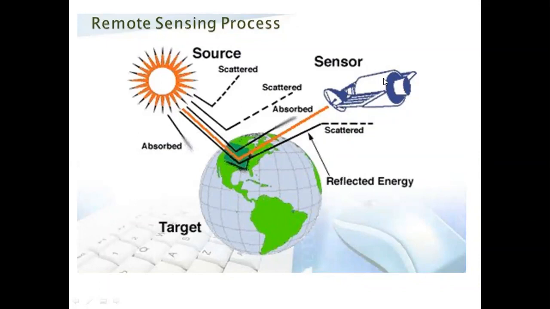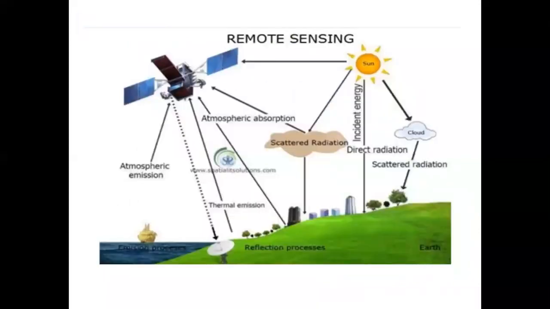Without a source we cannot gather information, and we need targets from which we can collect the information, and we need a sensor where the information is collected. By observing these images we can clearly understand that there are three main elements of the remote sensing process: source, target, and sensor. Now we go deeper.